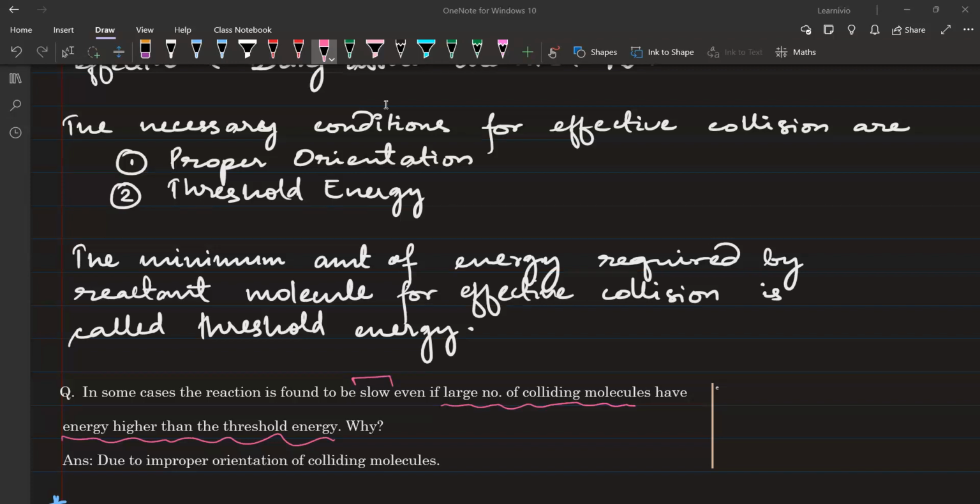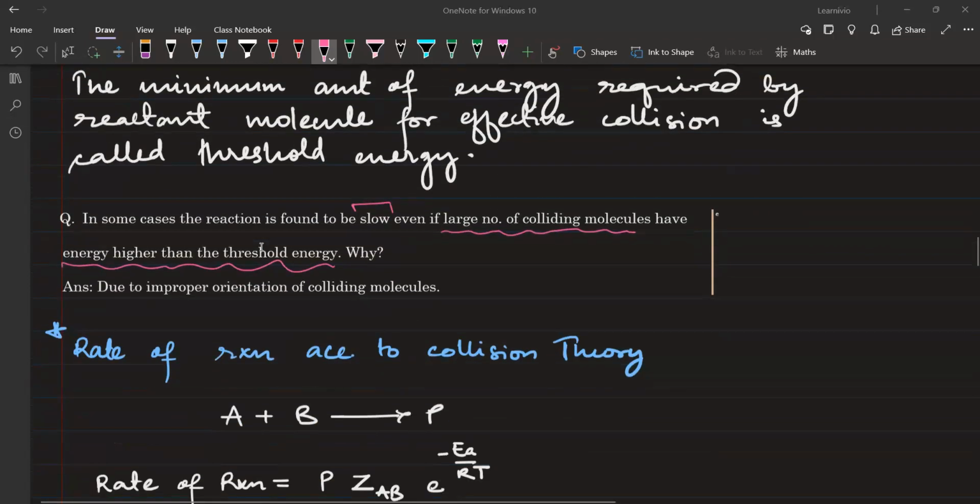Okay, so there are two conditions. If they say that a large number of colliding molecules are colliding in proper orientation, still the reaction is slow, then we will say yes, because they do not have enough energy. We do not have molecules at threshold energy, only then will the reaction be slow. When both the conditions are met, then the reaction will be fast. If one condition is there but the reaction is slow, that means the second condition is not met there. Okay, let's move on.